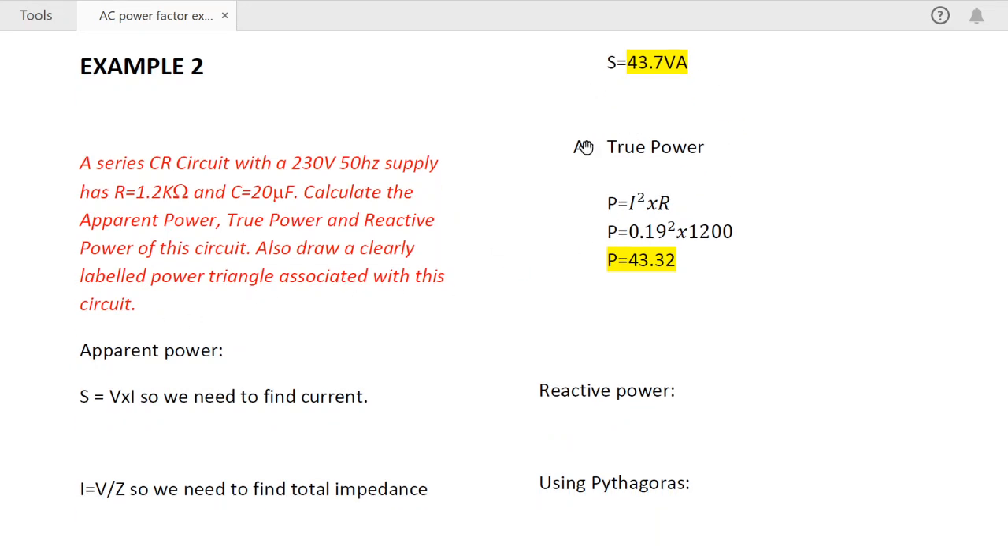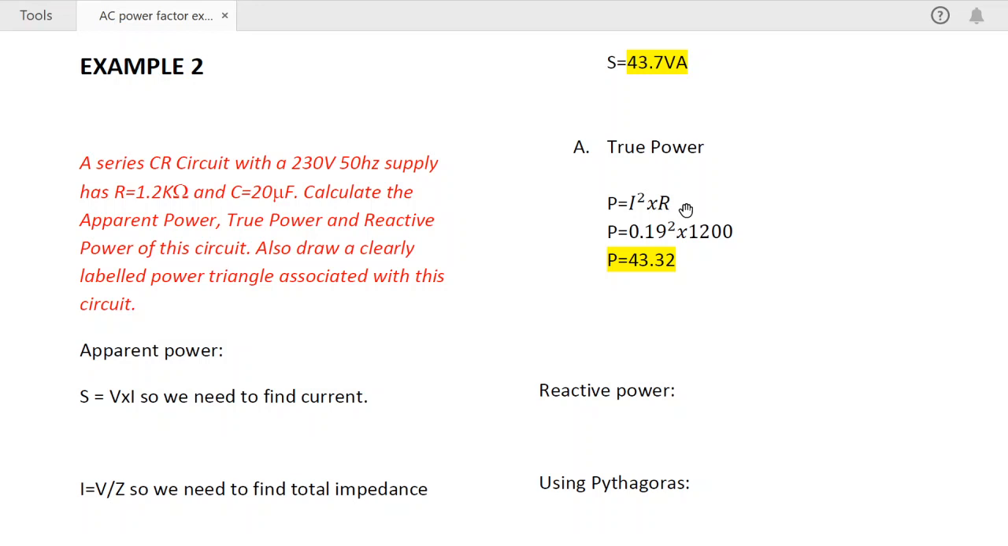The next part of the question was true power. One of the formulas we can use for true power would be I squared times R. P equals I squared times R. We could use V times I, but remember it's a series circuit, so first we would have to work out what the actual voltage on that component is, what the volt drop across the resistor is.